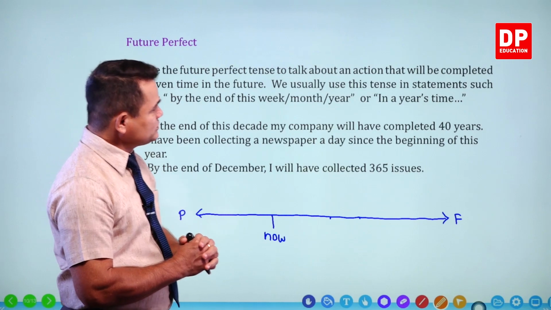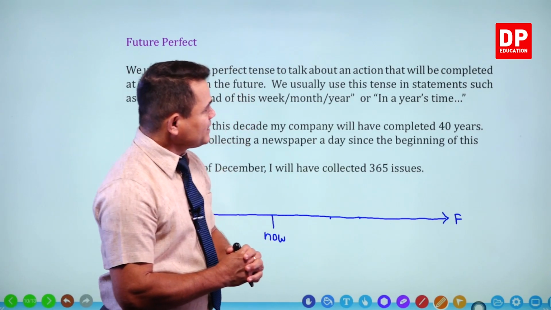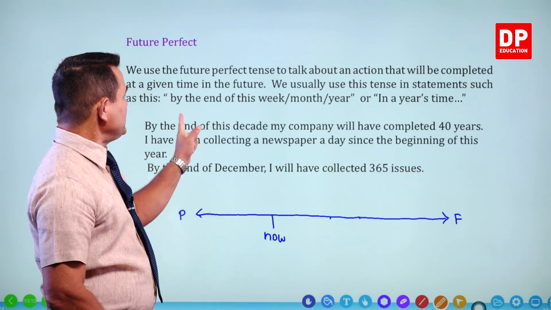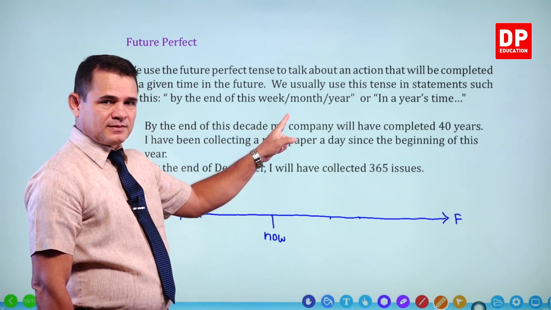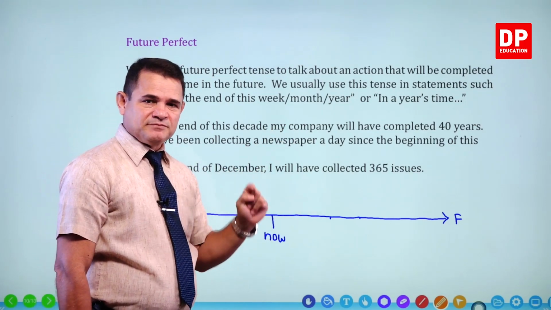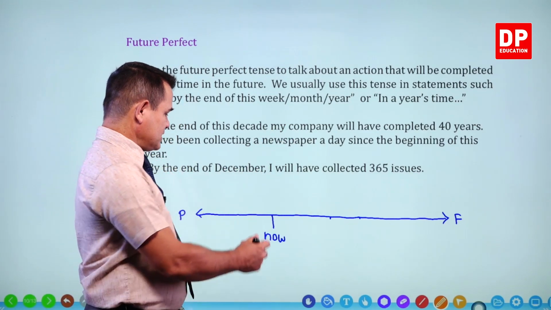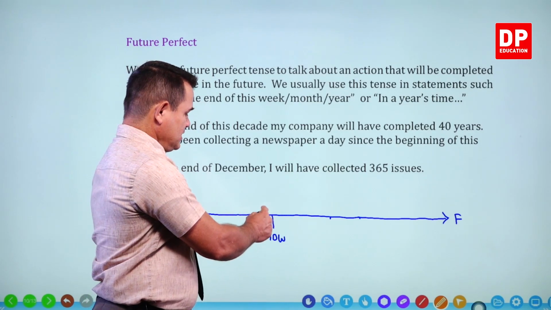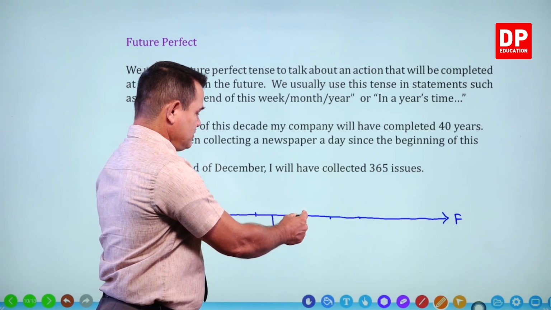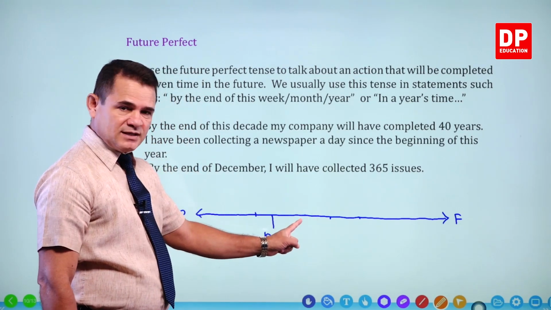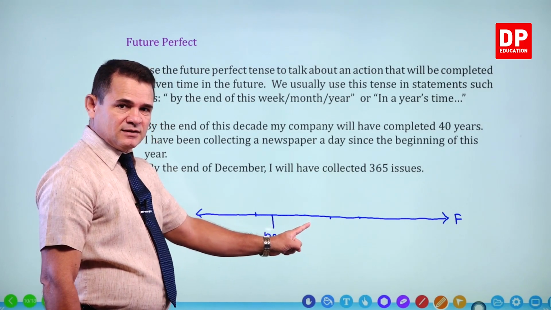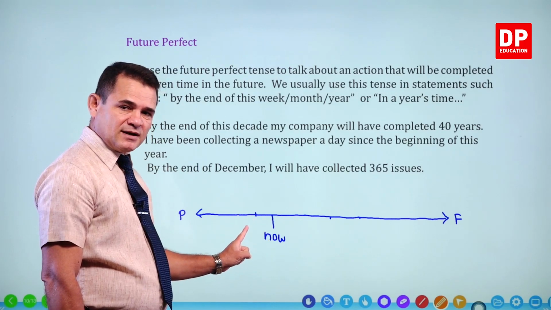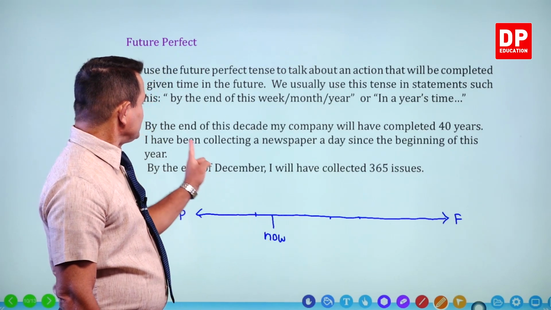In the future, we usually use this tense in statements such as: By the end of this week. Say the week started around here, Monday, Tuesday. When we are at Wednesday, Thursday, Friday, the end of this week is still in the future. Maybe you started earlier.